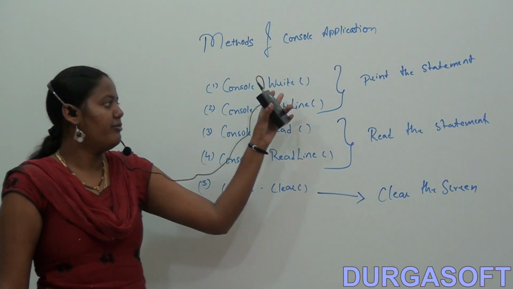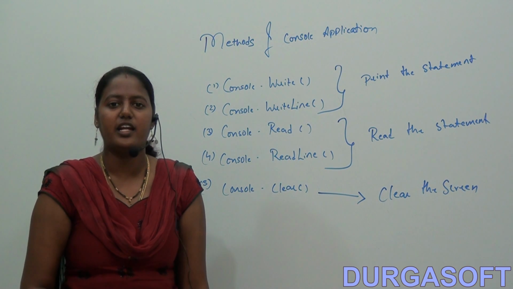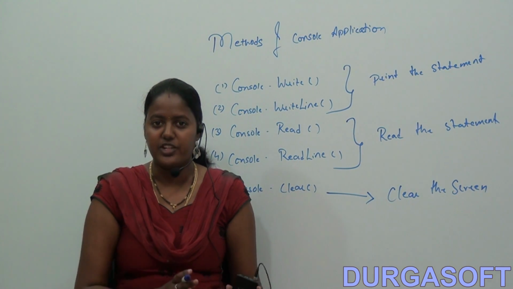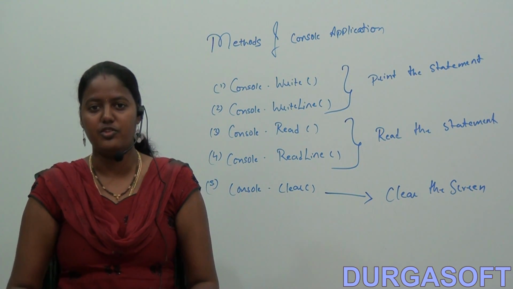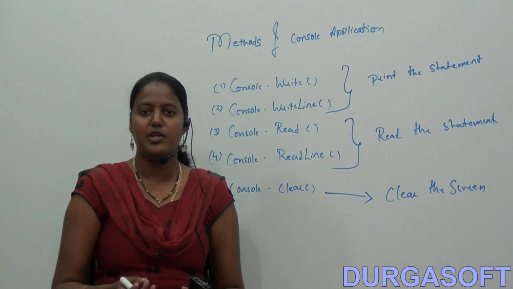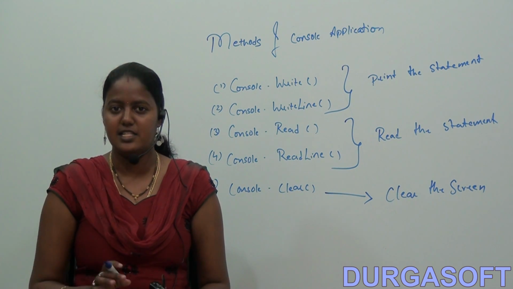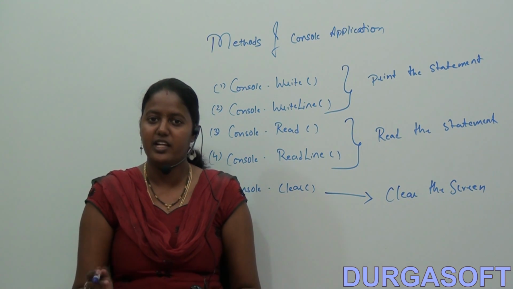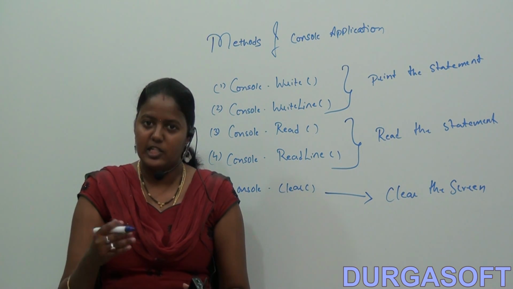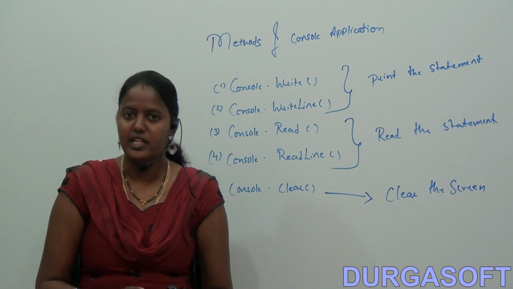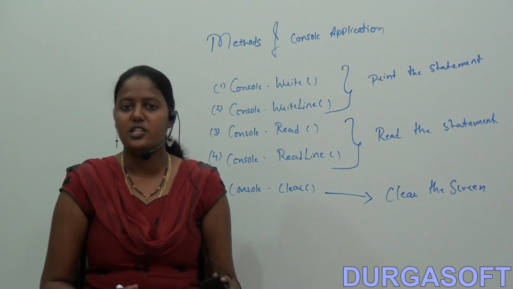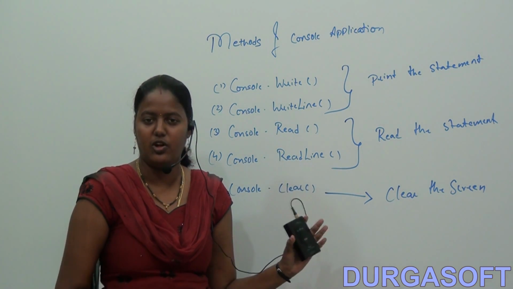So if for printing we are using console.write and console.writeLine, there might be some difference between write and writeLine. So what is the difference between console.write and console.writeLine? The main difference is, if you use console.write, the statement will be printed in the same line, and the cursor will also blink next to the statement. And if you use console.writeLine, it prints in a new line. So this is the difference between console.write and console.writeLine.